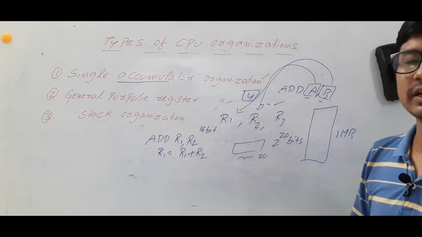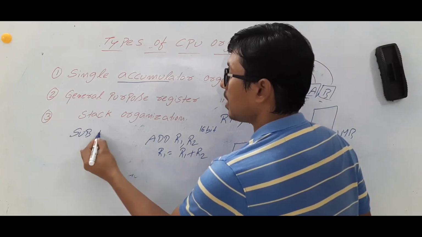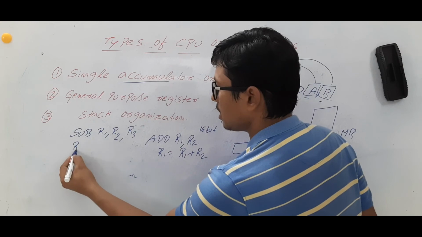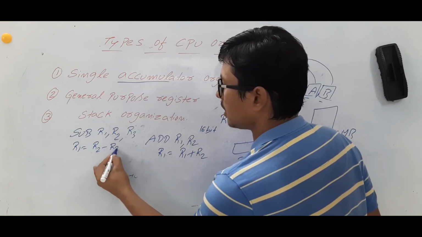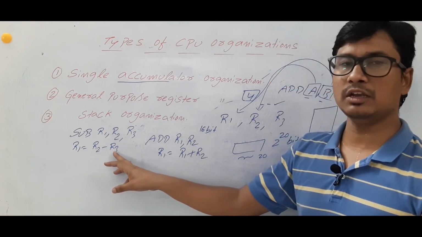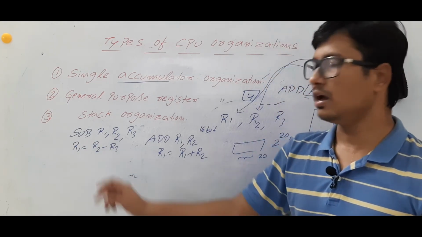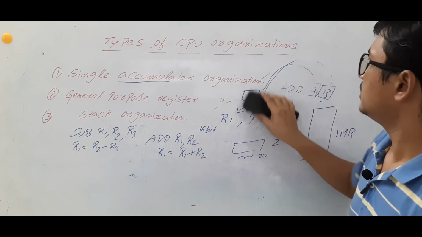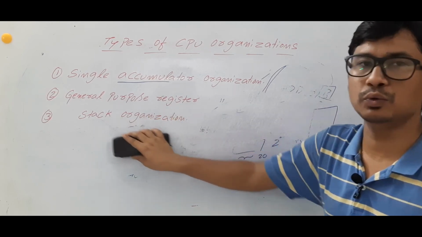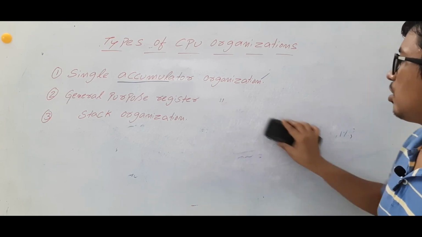Can we perform three address instructions using general purpose registers? Yes, we can do it. Let's take sub R1 comma R2 comma R3. Then it is nothing but R1 is equal to R2 minus R3. The value in the register R2 minus the value in the register R3 will be computed and the result will be stored in the register R1. So this is about the general purpose register organization. We can perform two address instructions and three address instructions using the general purpose register organization.